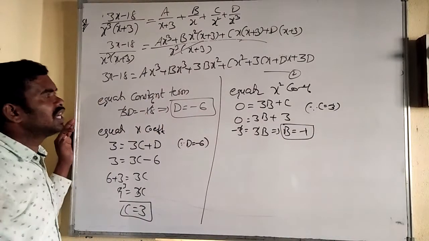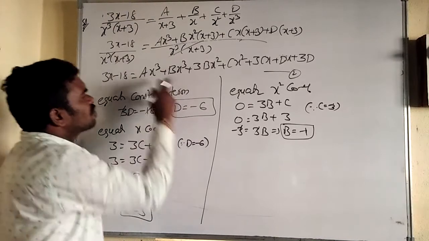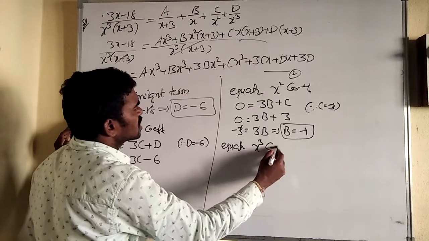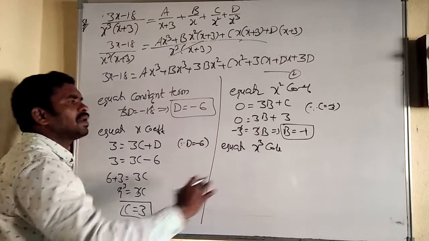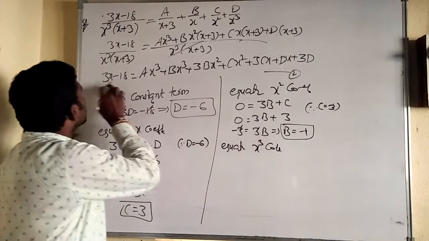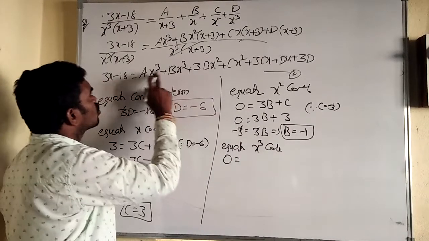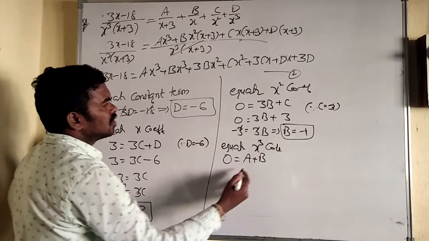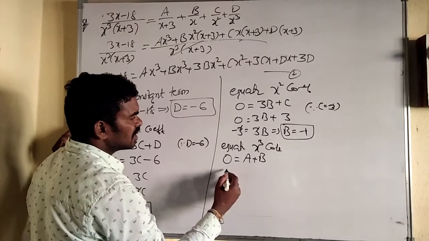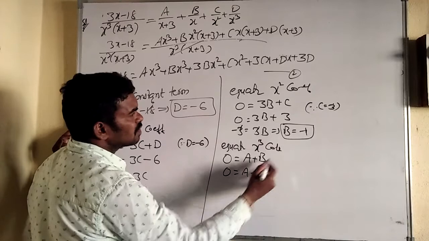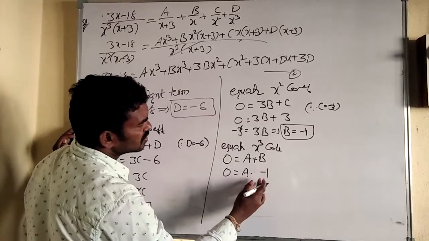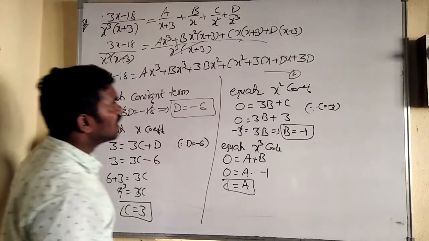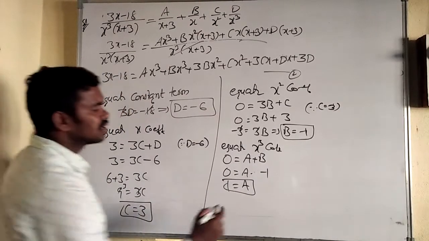Next, a value is needed. So equating x cube coefficients. Or you can write comparing x cube coefficient. Okay, here x cube coefficient nothing, 0 equal. Here x cube coefficient a plus b. So 0 equal to a plus b, what is b value? Minus 1. So minus 1 left side, then a equal to 1.